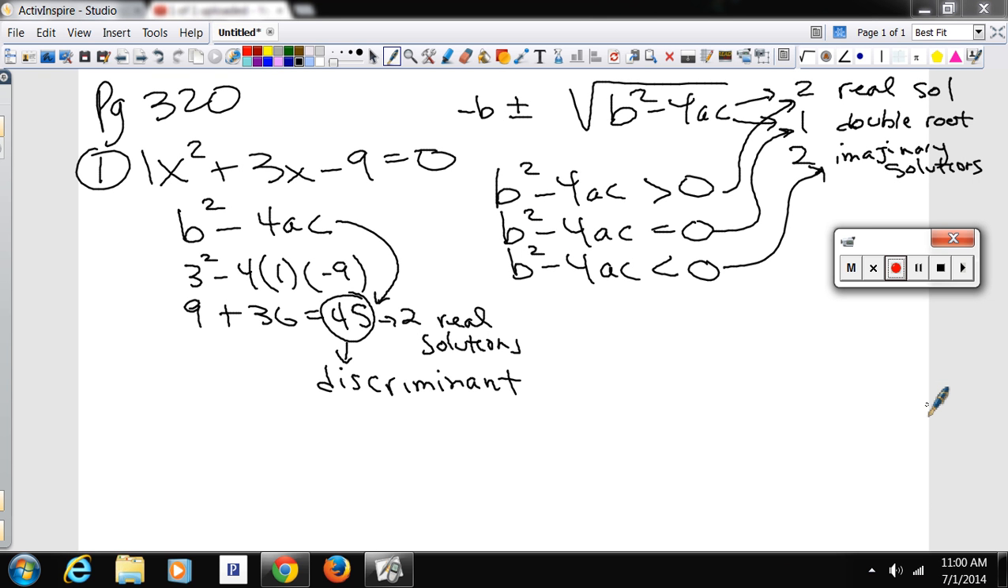All right, so this is Algebra 2, Semester 2. We're talking about Section 7.3 and 7.4. Here's your discriminant, when you figure out what b squared minus 4ac was. It'll either give you two real answers if it's positive, one double answer if it's 0, and two imaginary answers if it's negative, which is less than 0.